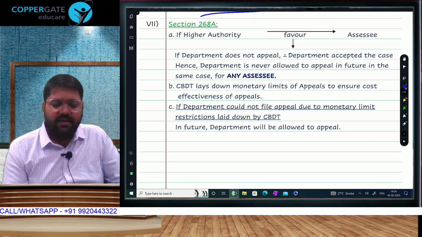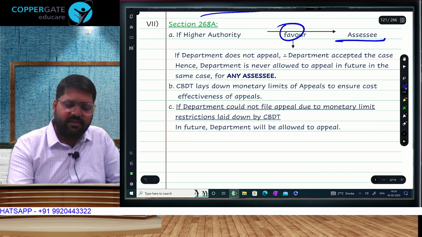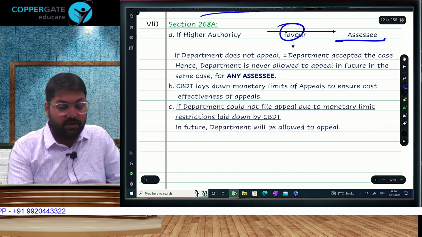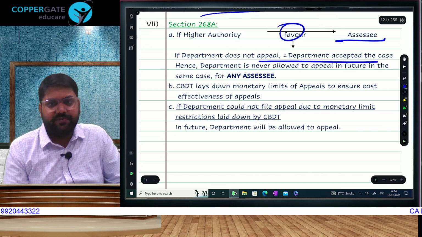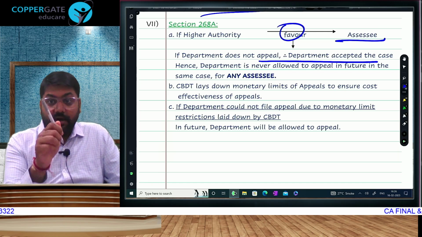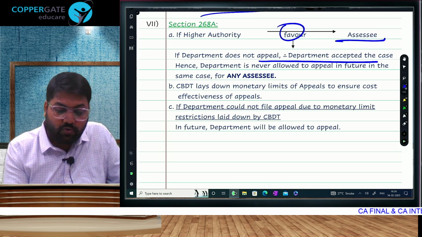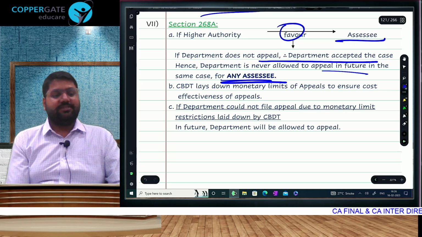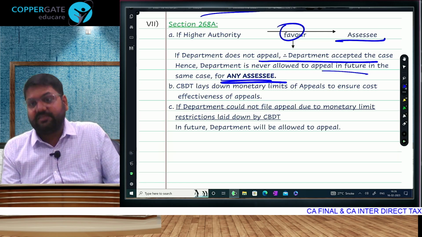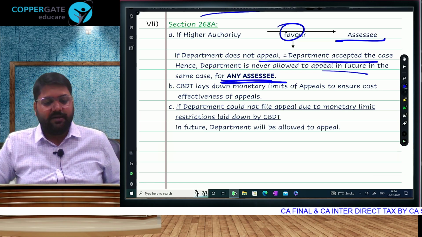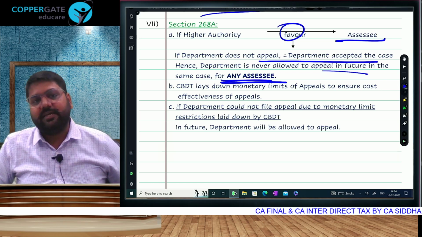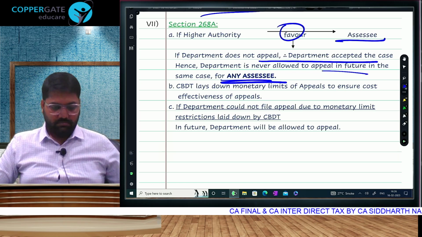And last point here, if a higher authority has passed an order in the favor of assessee, then department should appeal. If department does not appeal, then obviously department has accepted the case. But now department will not be allowed to appeal in future for any SSC on the same matter. Matlab, accepting one case has got far reaching impacts for the department. They cannot appeal in cases of other people also.